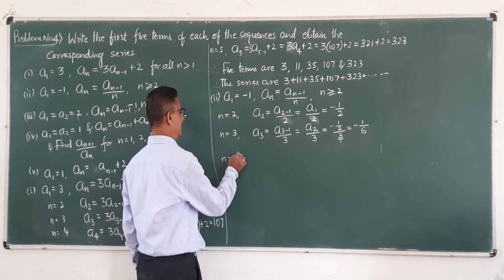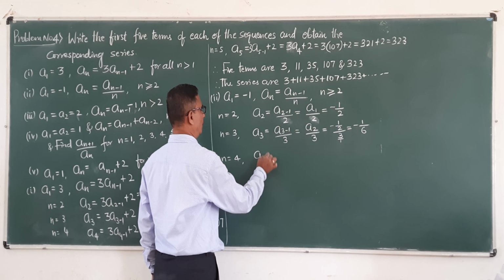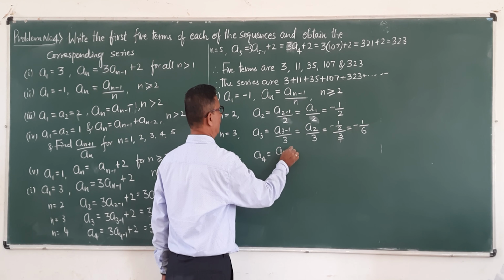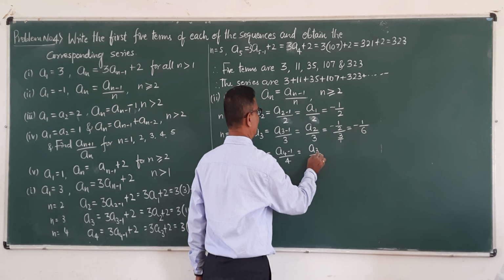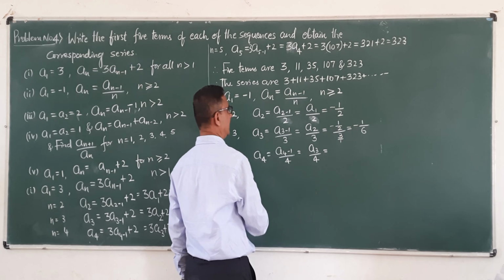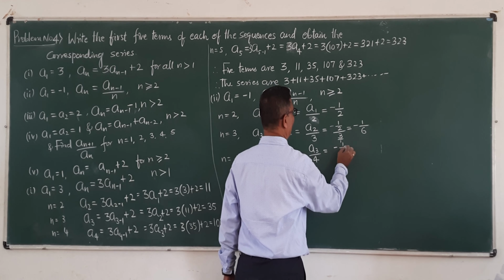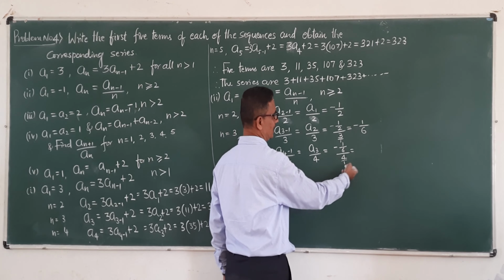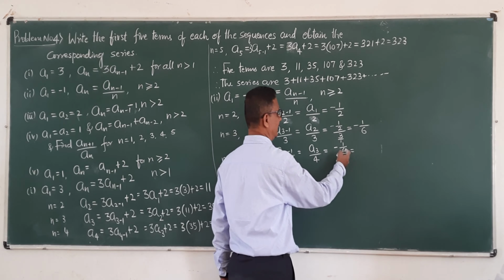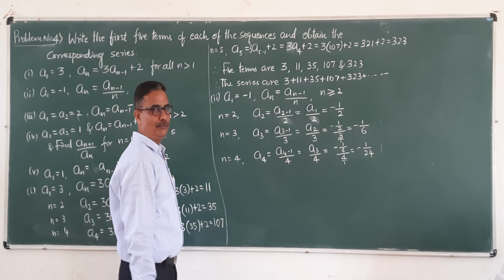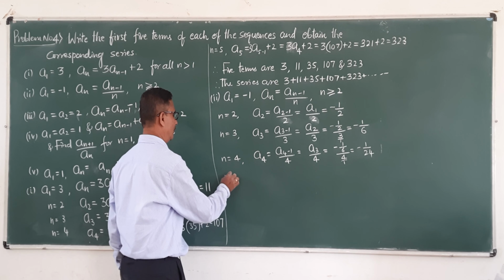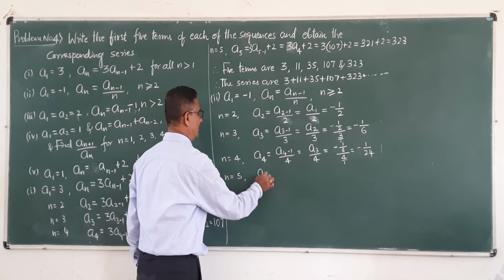Next, take n is equal to 4. a4 is equal to a 4 minus 1 divided by 4. That is a 4 minus 1 is 3, divided by 4. The a3 value here is minus 1 by 6, divided by 4. 4 can be written as 4 by 1. If you take multiplication, that 1 goes to the numerator, that 4 goes to the denominator. That is 1 by 6 4s are 24. Minus 1 by 24.